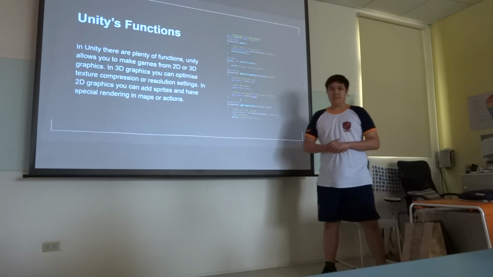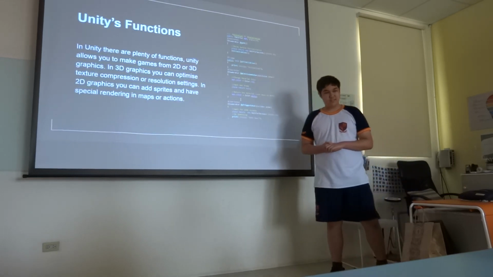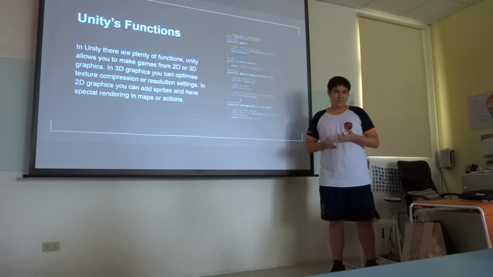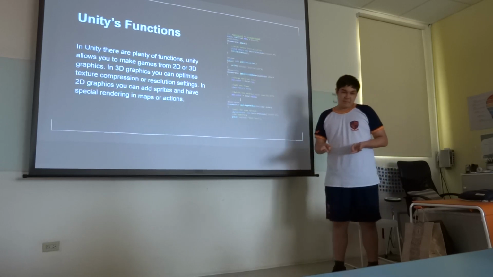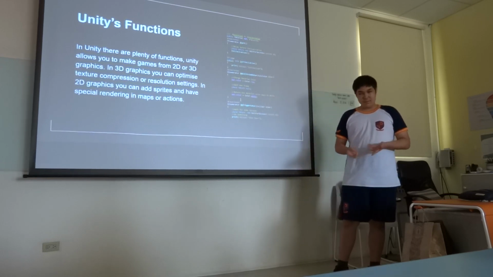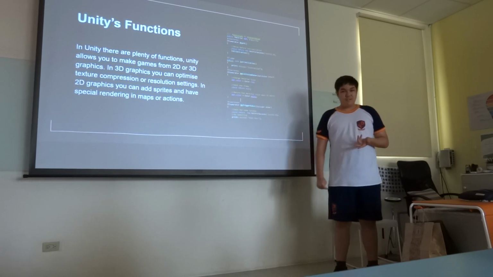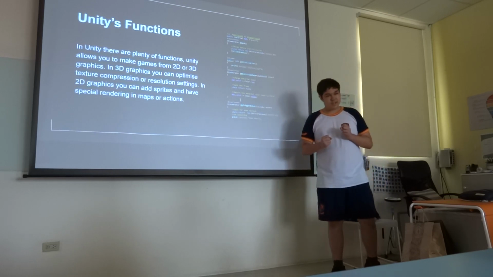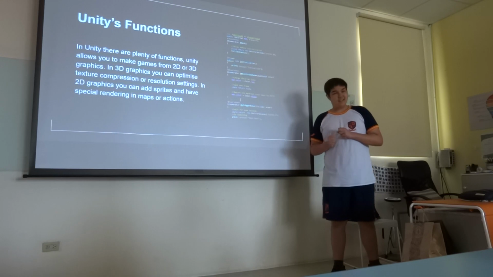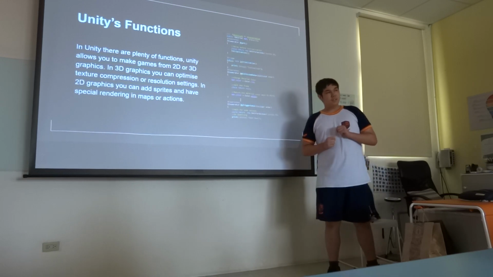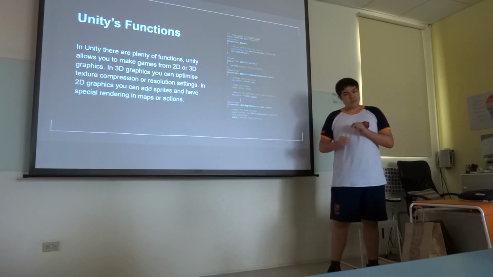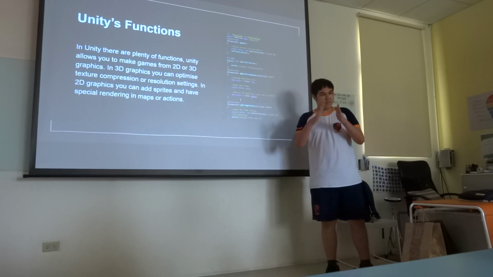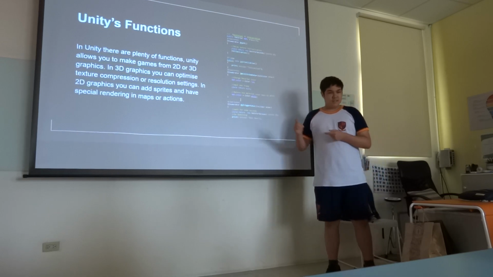First, I'm going to start off with Unity's functions. In Unity, you can create games of all types. It can be 2D, it can be 3D, it can be an FPS game, or a sandbox game, whatever you choose. In 3D, you can choose many 3D objects that you can change, like glare, or many other things. You can also choose whether you want a third-person view or the FPS.